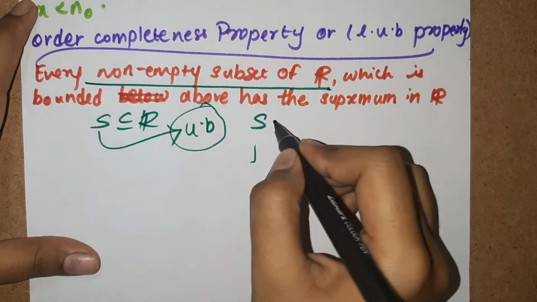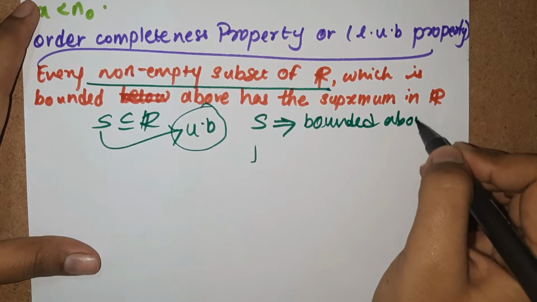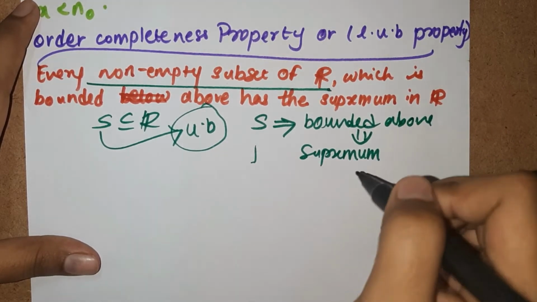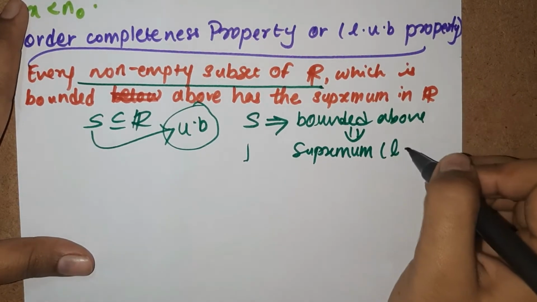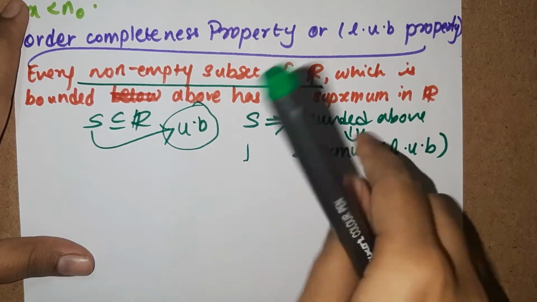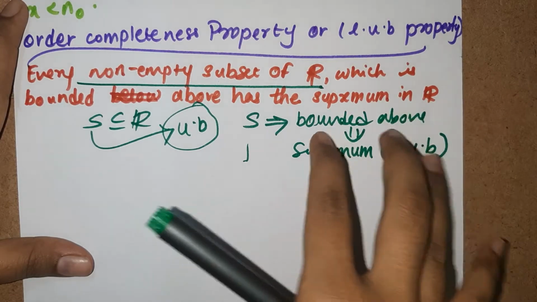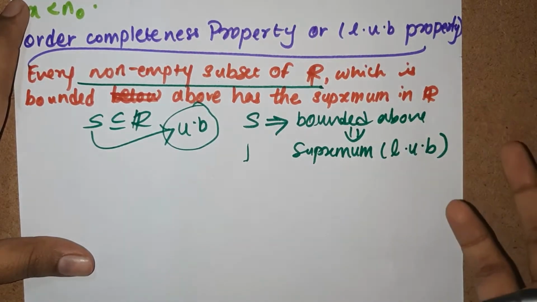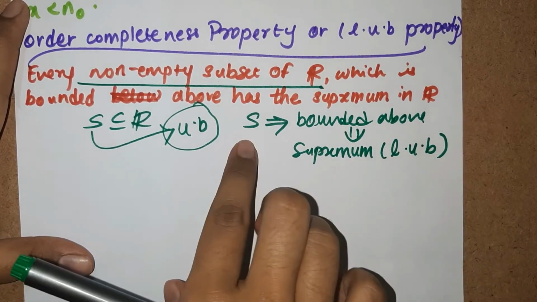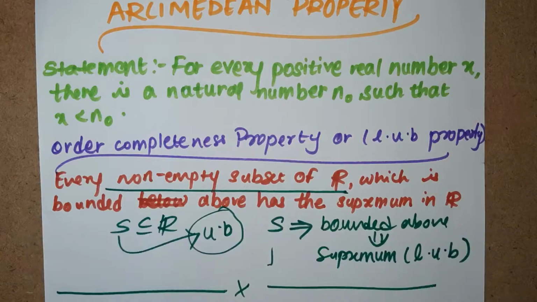Now it says that if S is bounded above, then it will have a supremum. Again, I have explained what supremum is. Supremum is nothing but the least upper bound, which means the smallest of all the upper bounds is called the supremum. So if there exists an upper bound of S, then there exists a least upper bound of S. That's what the order completeness property is.